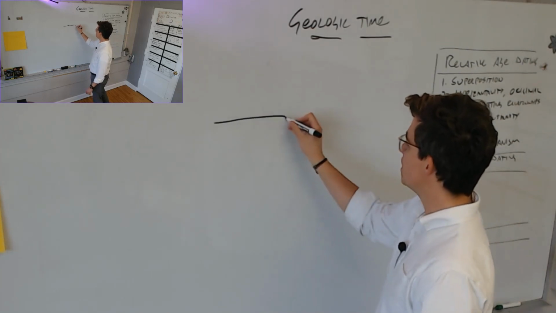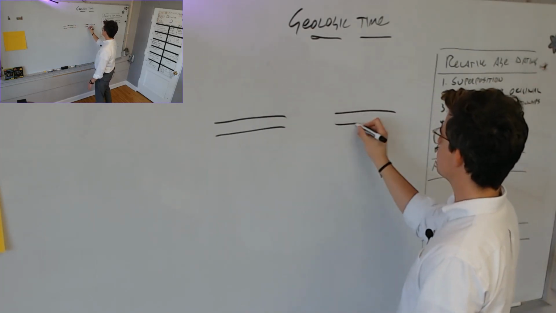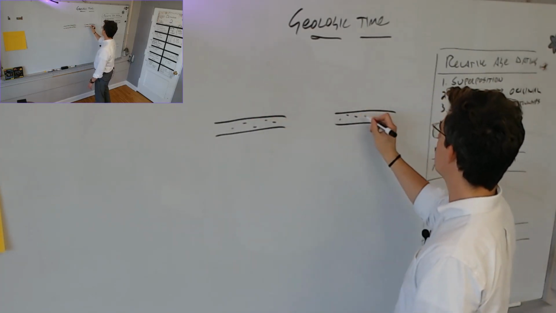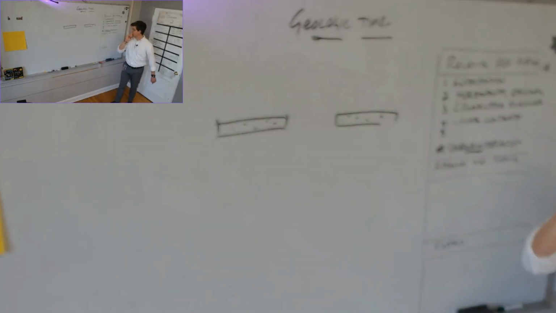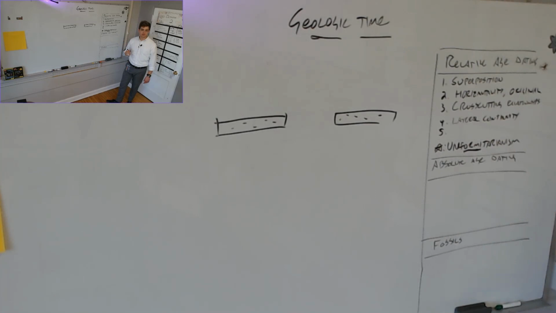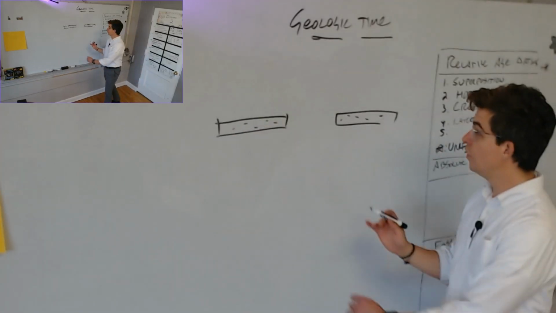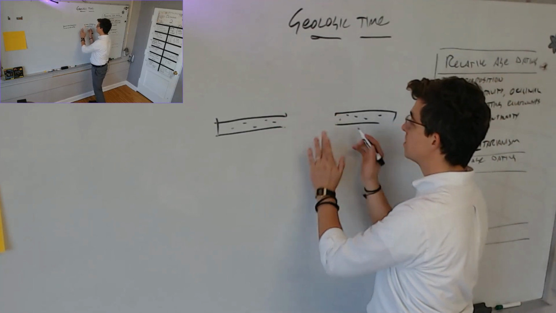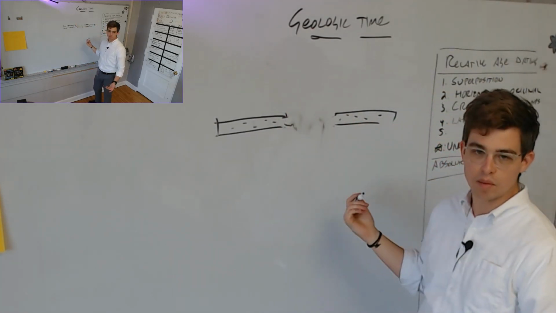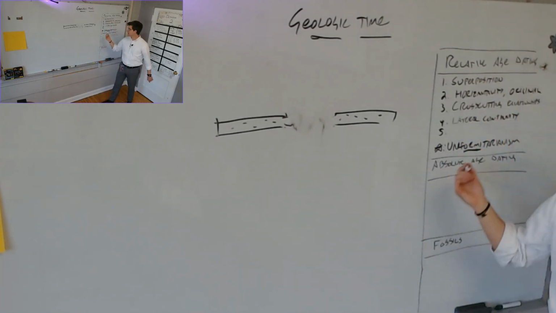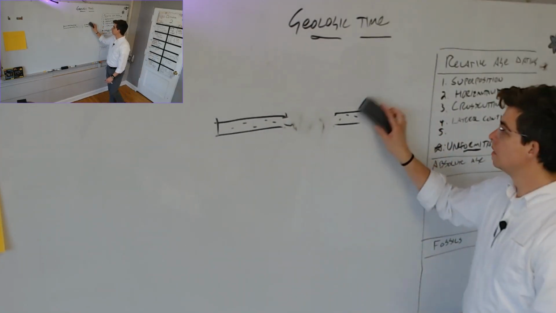So if I see this, we'll say this is sandstone. It's the same kind of sandstone. Everything else is the same about them. What do I assume because of lateral continuity? They were once like this, and then some other thing happened that made them like this. Probably erosion, maybe a fault. But that's lateral continuity.